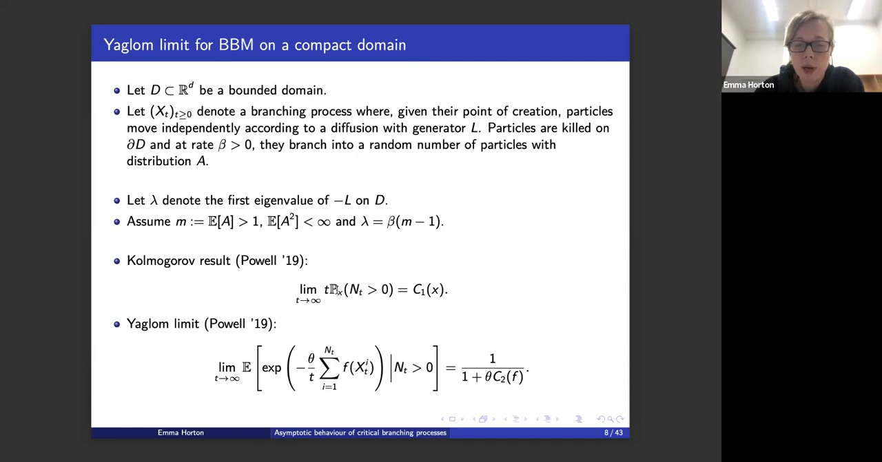So again, we have some constant that depends on the initial position of the branching diffusion, which is the limit of t times the survival probability. And again, conditioned on survival, when we look at the empirical distribution of the branching diffusion, renormalized by t, this converges in distribution to an exponential random variable. And so we wanted to do exactly the same thing. We wanted to prove these two types of results for a class of critical branching processes that include this neutron branching process that I mentioned on the first couple of slides.